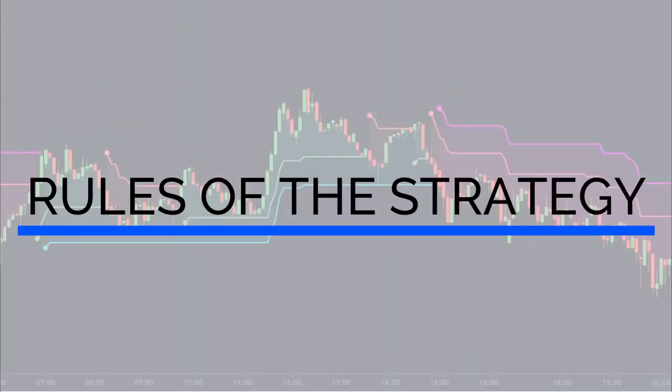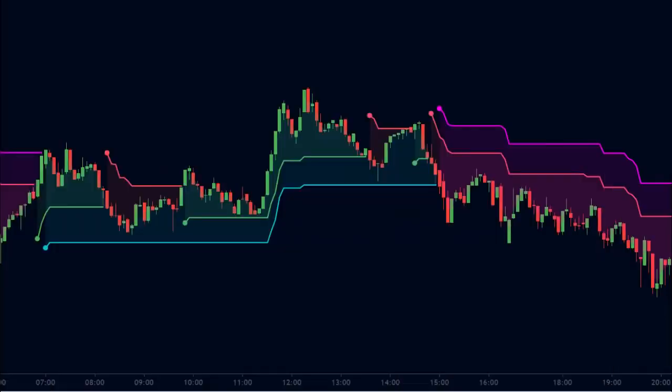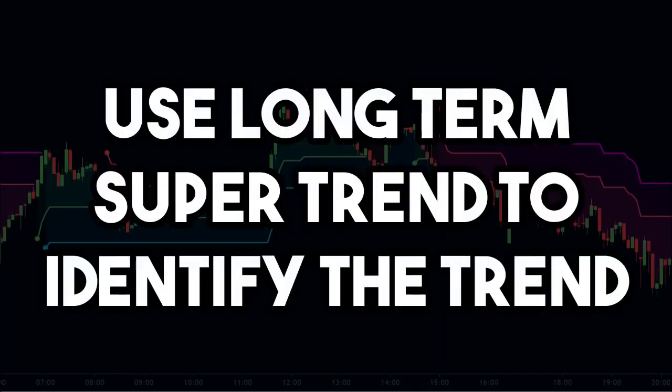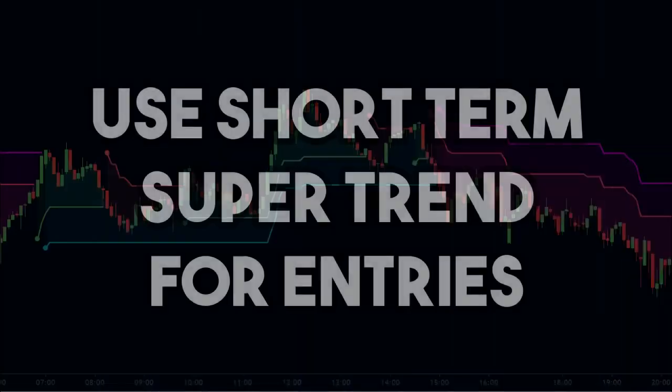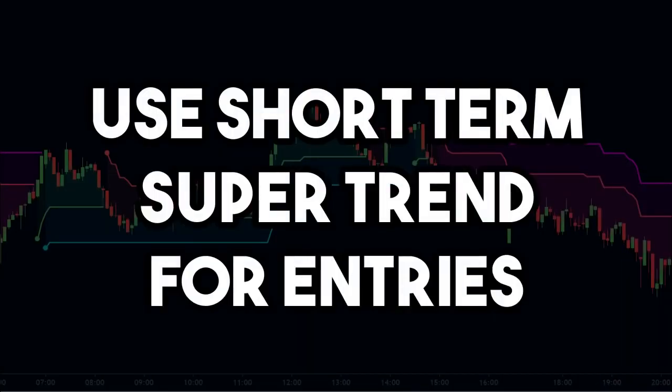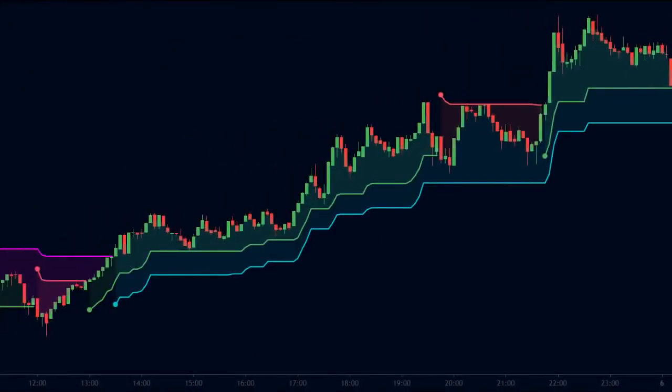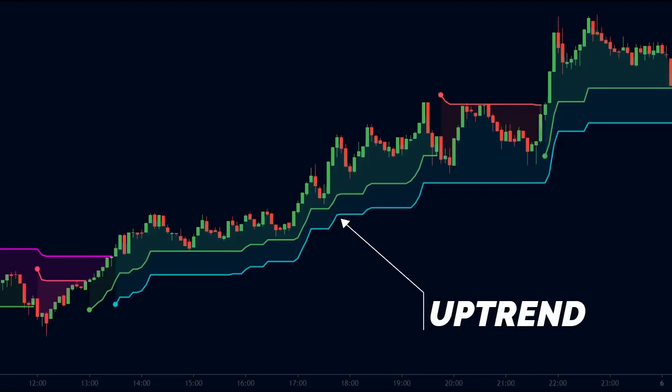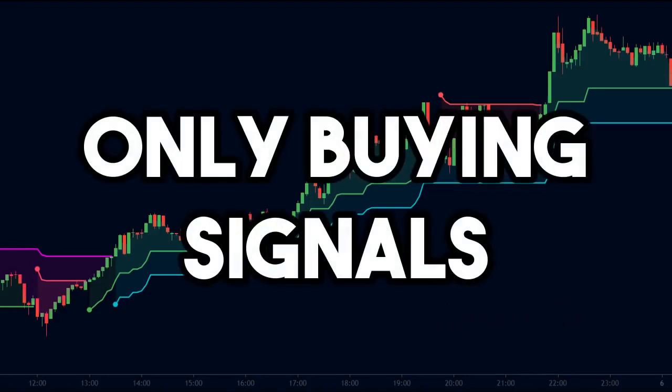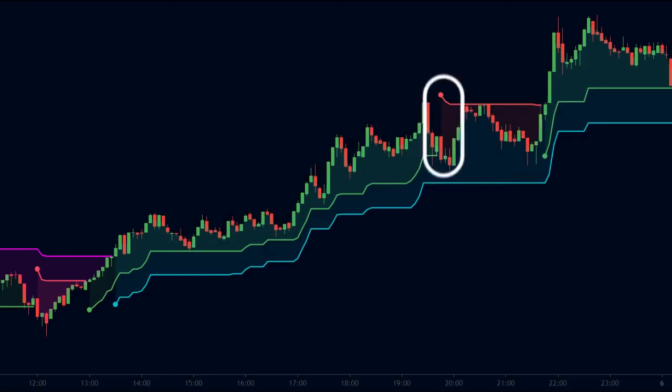Now let us understand what are the rules of the strategy. According to our strategy, we will use the long-term supertrend to identify the trend. And we will use the short-term supertrend for our entries. Look at this chart. Here, the long-term supertrend is blue and hence, it says that the price is in an uptrend. So we will only look at buying signals on the short-term supertrend. Therefore, we did not take this sell signal, and we saved ourselves from a loss. Soon the price reversed and gave a buy signal. We take this trade and we made good profits.